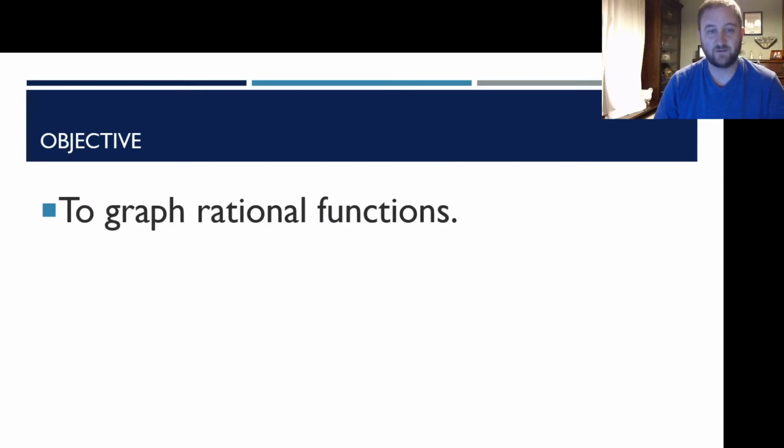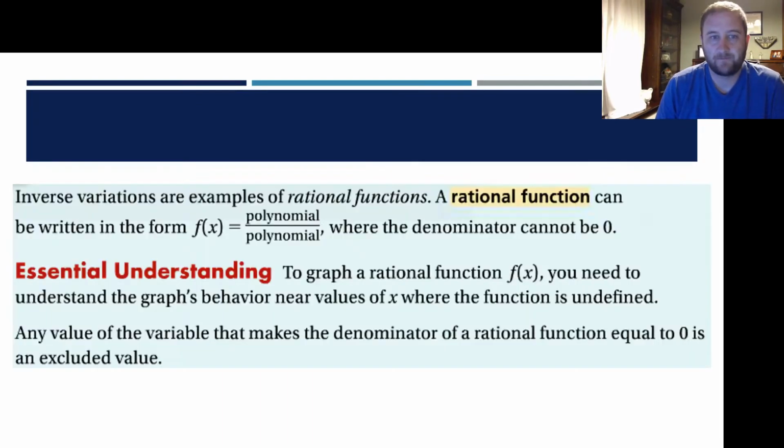Our objective for today is to graph rational functions. Okay, so inverse variations are examples of rational functions. A rational function can be written in the form f of x equals polynomial over polynomial, where the denominator cannot be 0. Now that's important. This denominator, remember, cannot be equal to 0.